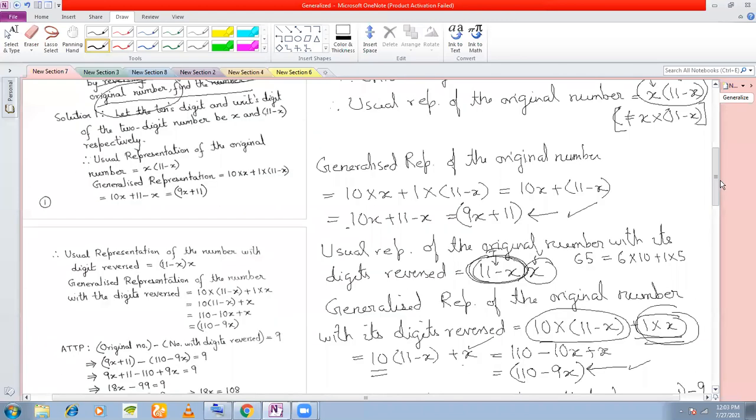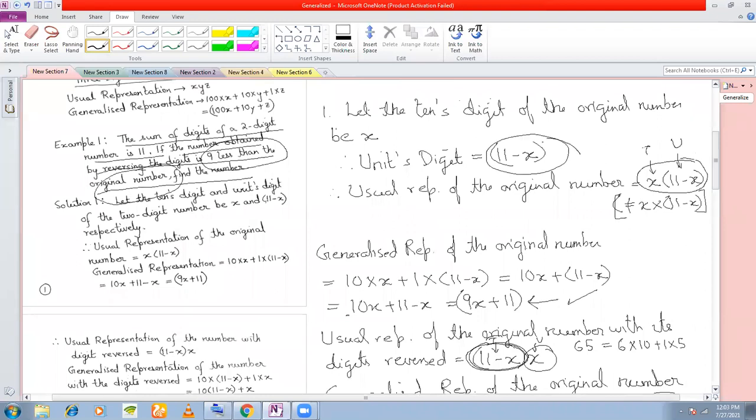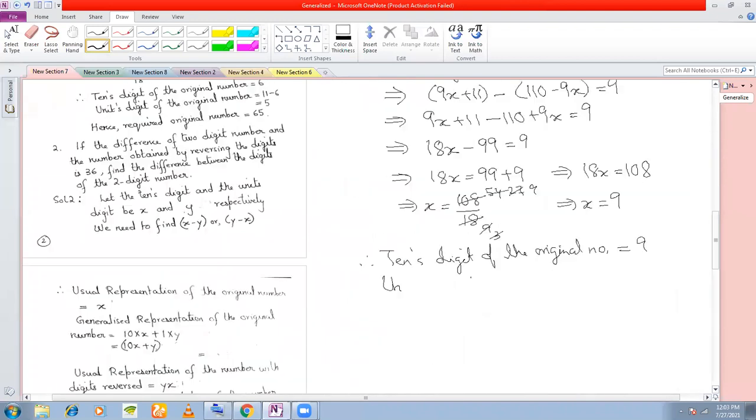What was the units digit? If you see above, units digit was 11 minus x, right? Units digit of the original number is equal to 11 minus 9, which will give you 2. So therefore, what is the original number? Original number, tens digit is 9. You're at 9 here. And units digit is 2. So 92 is your number.